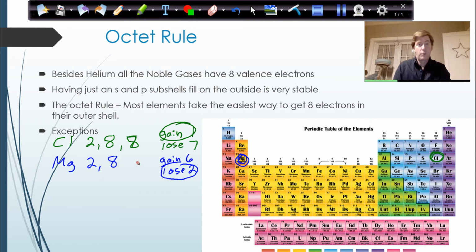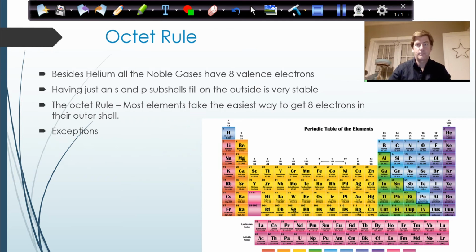Magnesium has 2 more protons than neon, so it's going to be even greater for magnesium. It's going to hold that in. Once it loses those 2, it's not going to lose any more. Again, the valence electrons are where all this is happening.